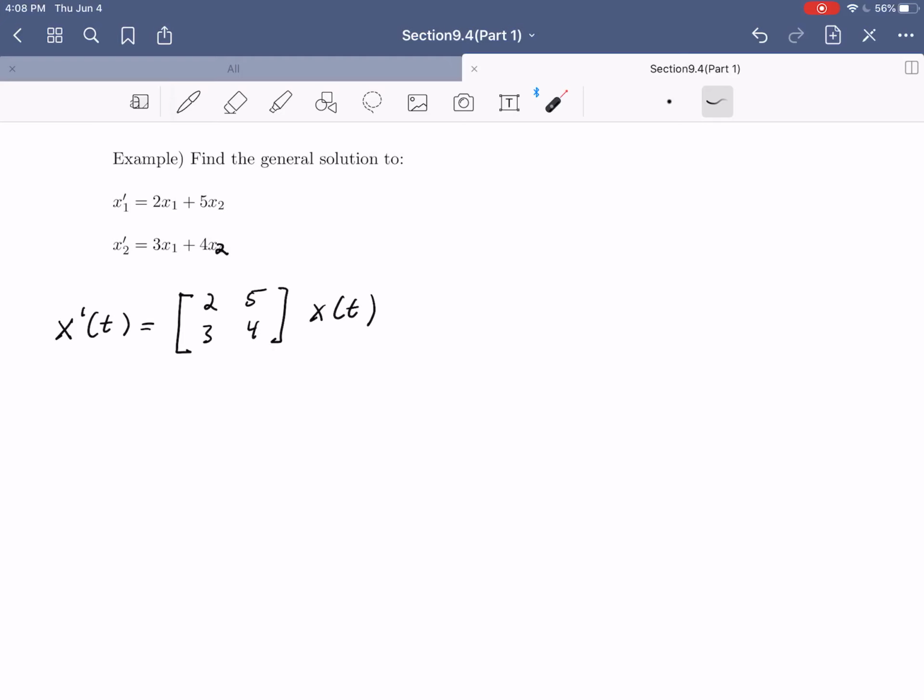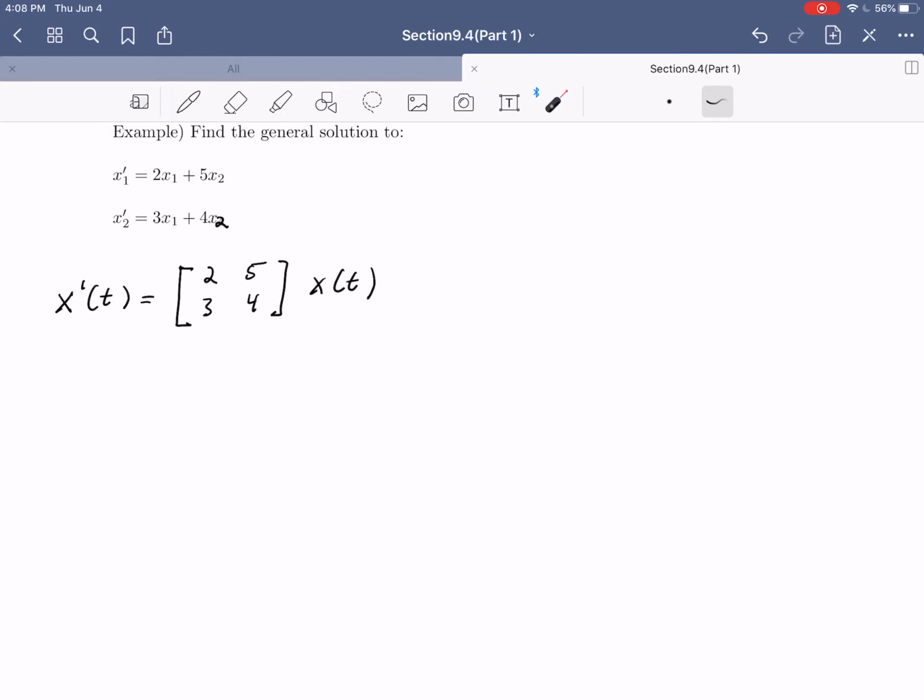All right, from the previous theorem, first thing we need to do is determine the eigenvalues of this. So how do we do that? Well, we take the determinant of A minus lambda I. Remember that the eigenvalues are the solutions to the determinant of A minus lambda I equals 0.